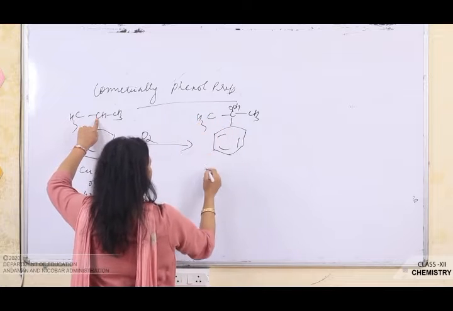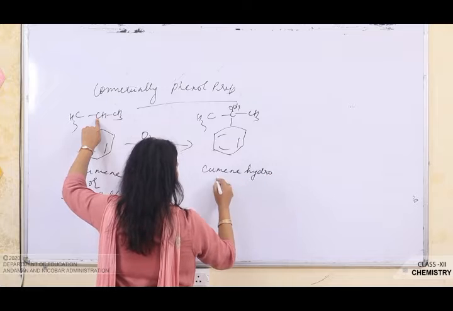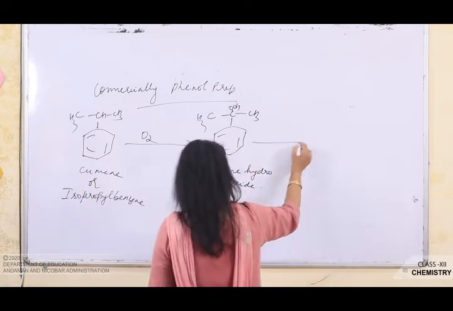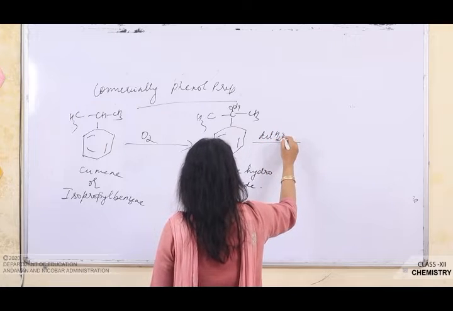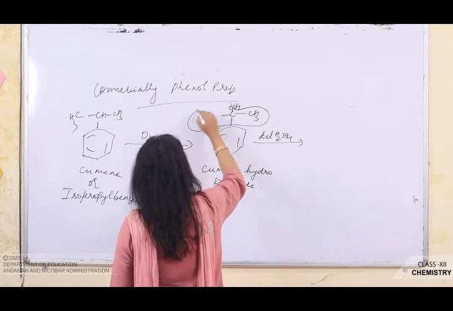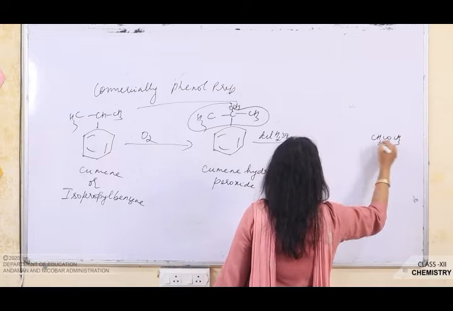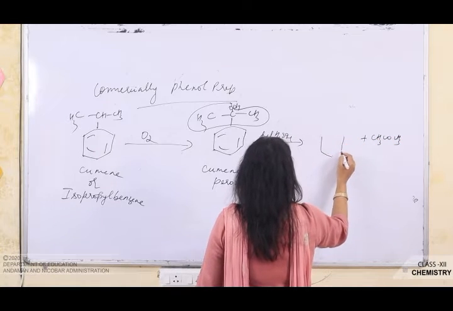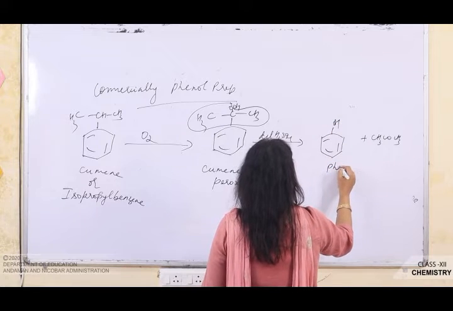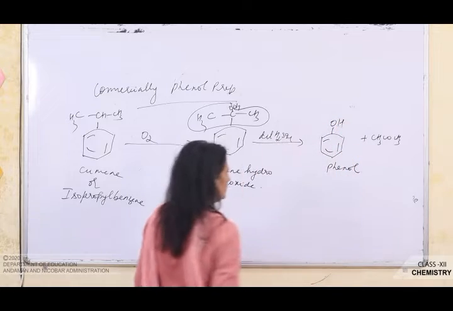So, this is known as cumene hydroperoxide, and this on treatment with dilute sulfuric acid, see here, from here acetone is removed, CH3 CO CH3. Then what is left? The OH group attached to the phenyl group. So, you are getting what? Phenol, OH. Phenol. So, is it clear?